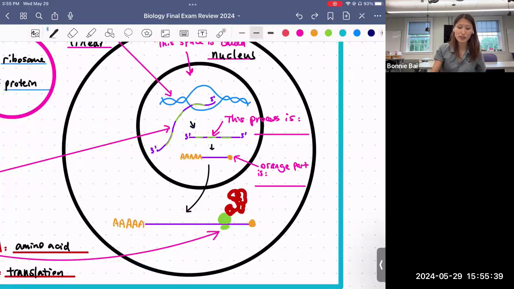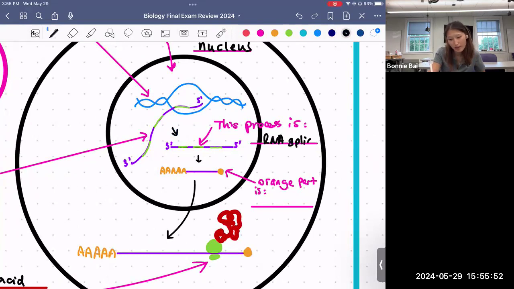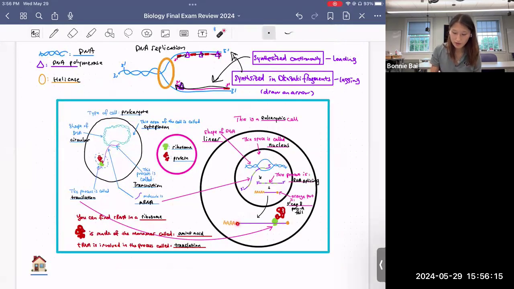But after transcription is done, there's an extra process called RNA processing. You can write RNA processing, but RNA splicing is better, because you're cutting out pieces, right? We're shortening the mRNA, getting rid of some part of it. That's RNA splicing. And then the orange part is the 5' cap and poly A tail. Once this is all done, our mRNA is ready to move out of the nucleus. It does move out of the nucleus, and we have translation going on over here again.